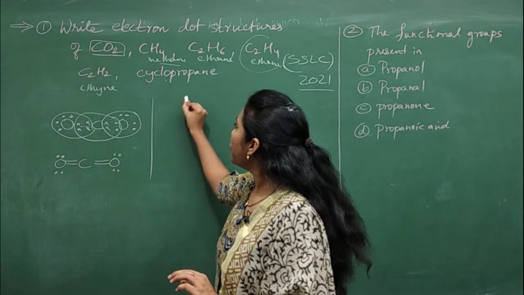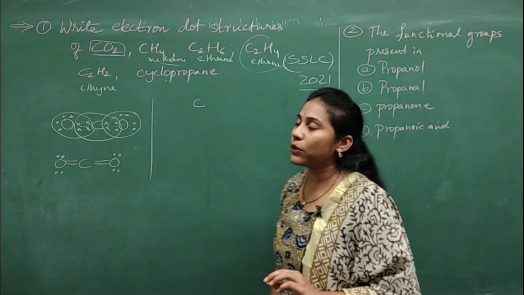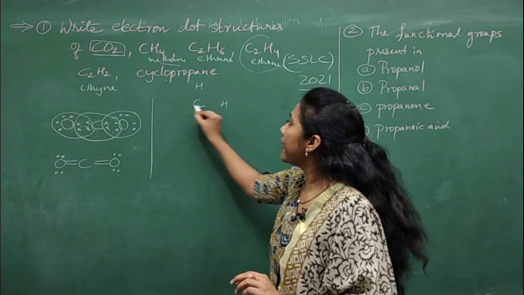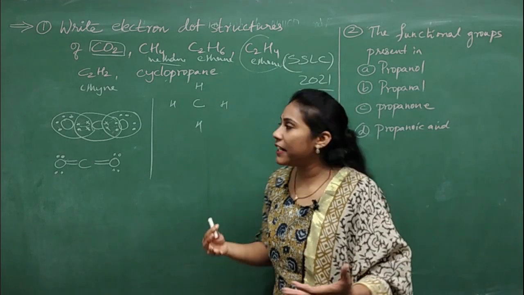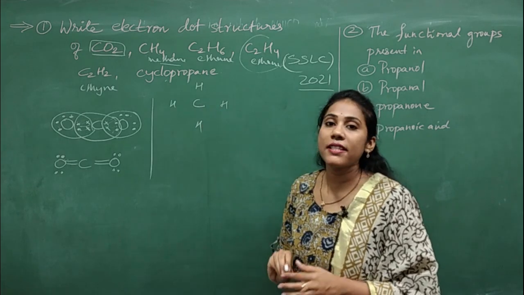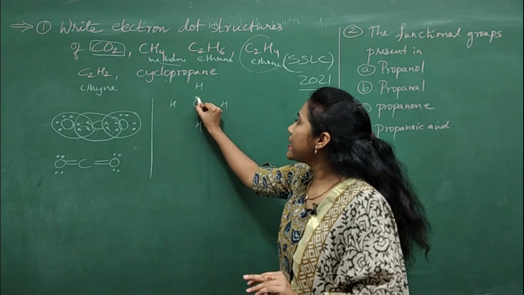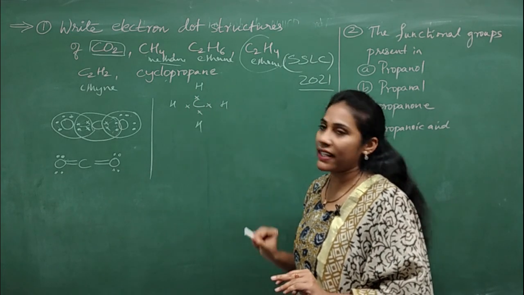So you observe here carbon. Methane has 1 carbon and 4 hydrogens, isn't it? I'll write like this. So this is 1 hydrogen, 2nd hydrogen, 3rd hydrogen, 4th hydrogen. And now write valence electrons. How many valence electrons are there on carbon? 4 valence electrons are there. So this is 1 valence electron, 2nd valence electron, 3rd valence electron, 4th valence electron.